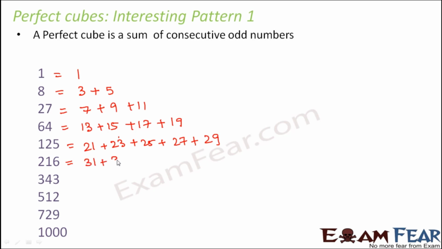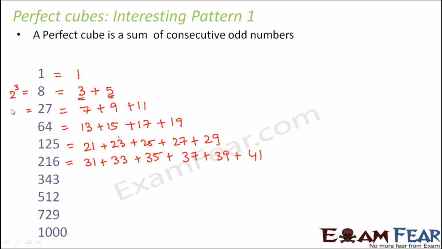It would be 31 plus 33 plus 35 plus 37 plus 39 plus 41. So in this fashion, what's happening? You see that it is the sum of consecutive odd numbers, and the number of odd numbers is gradually increasing. Like when it was for 8, what is 8? 8 is 2 cube. So there were 2 odd numbers, 3 and 5.